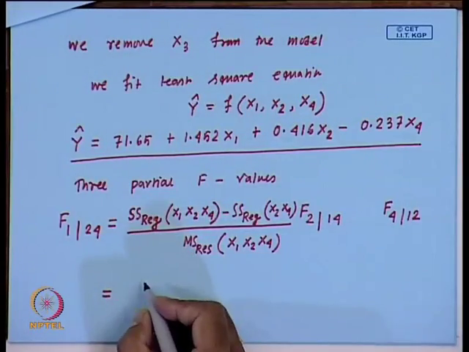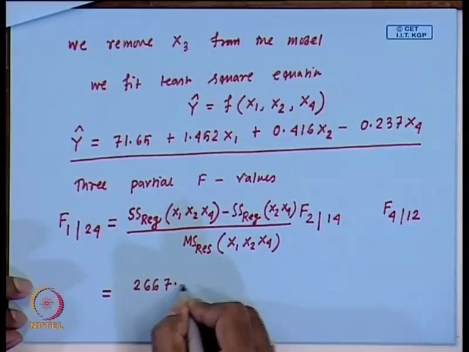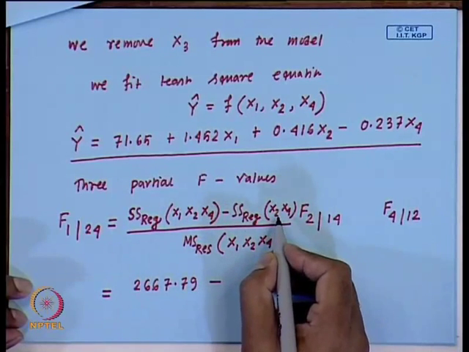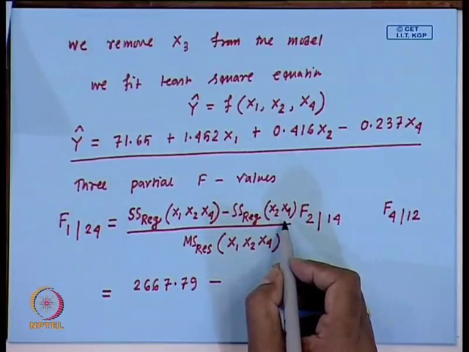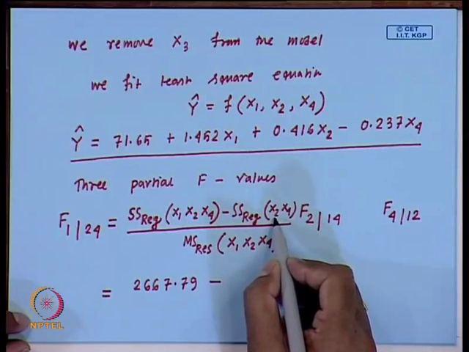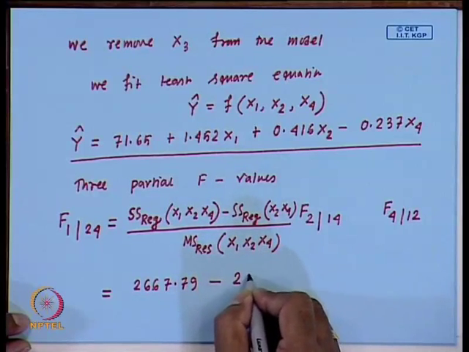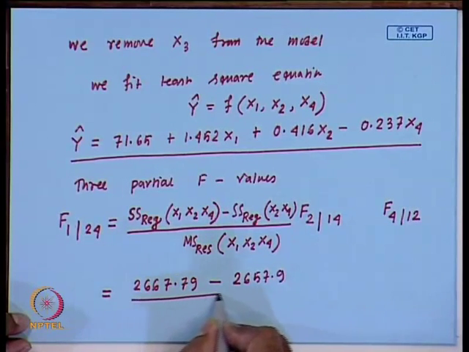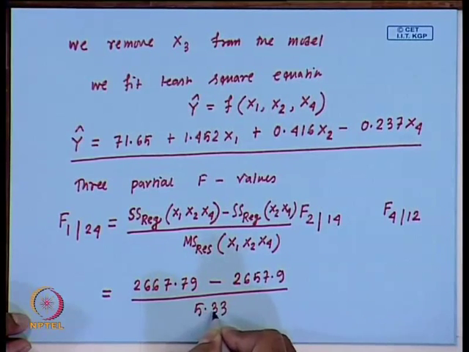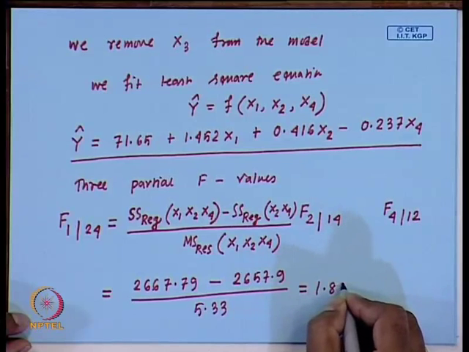So, SS regression is 2667.79. I do not know the value of this one. Okay. You can check that if you fit a model between y and x2 and x4, you find the SS regression value, that will be 2657.9. And the MS residual value is 5.33, it is not 5.98. Okay. This one is equal to 1.86.